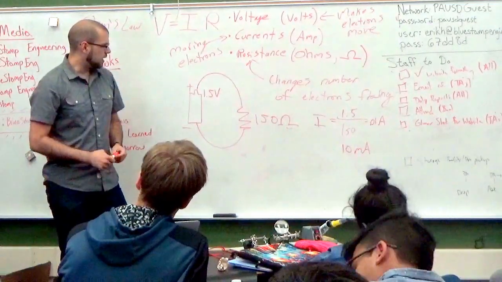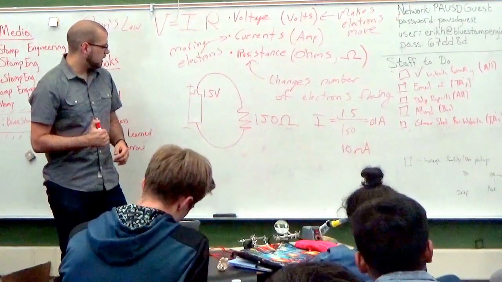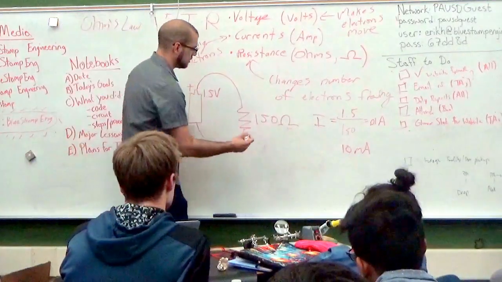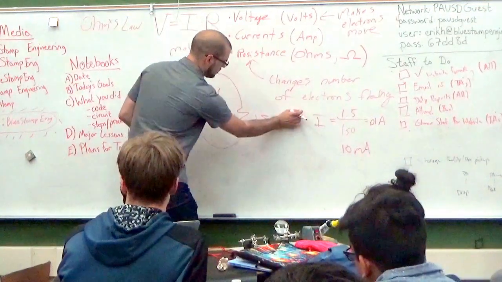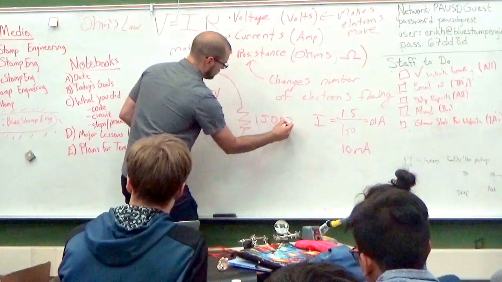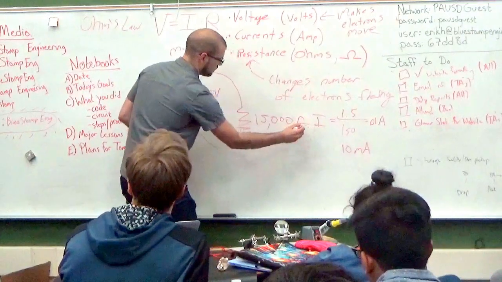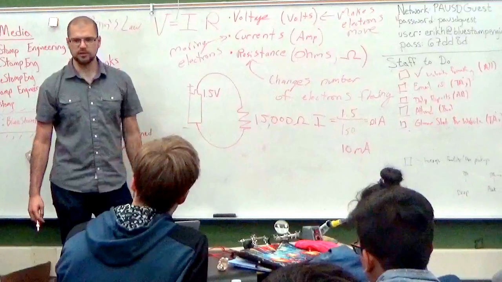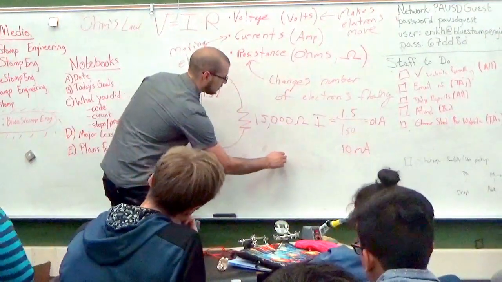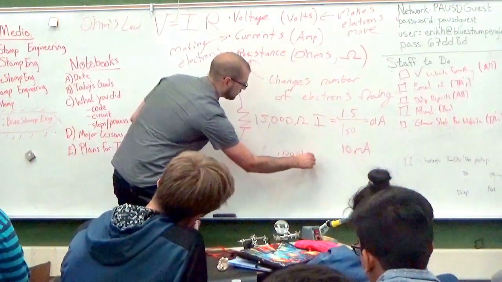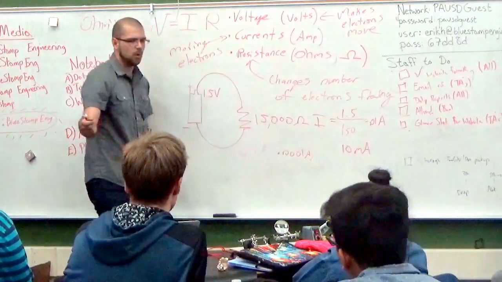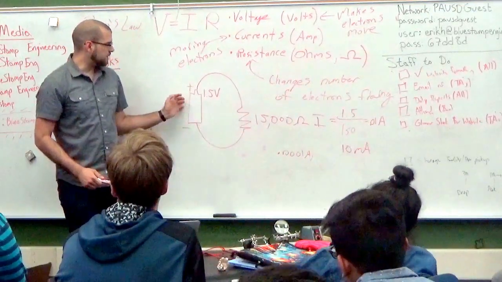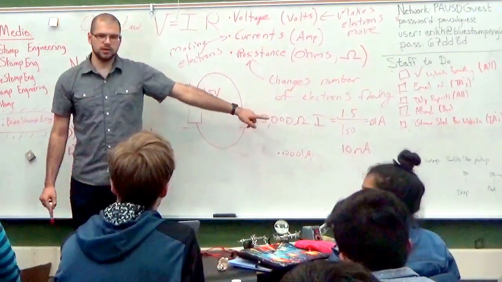Okay. Now, what would happen, let's say, if instead I were to bump this up to 15,000 ohms? How many amps would I have? I just add 2 zeros. So 0.0001 amps, or, as he said, 0.1 milliamps. So it's way more resistance. It means that for that voltage, way fewer electrons are going to go through.